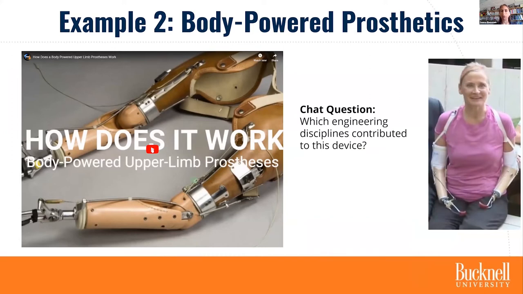And while we watch the video, I just want you to think about and type into the chat window what types of engineering or science disciplines do you think contributed to the development of this device? What types of expertise would you need to bring into the design of this?